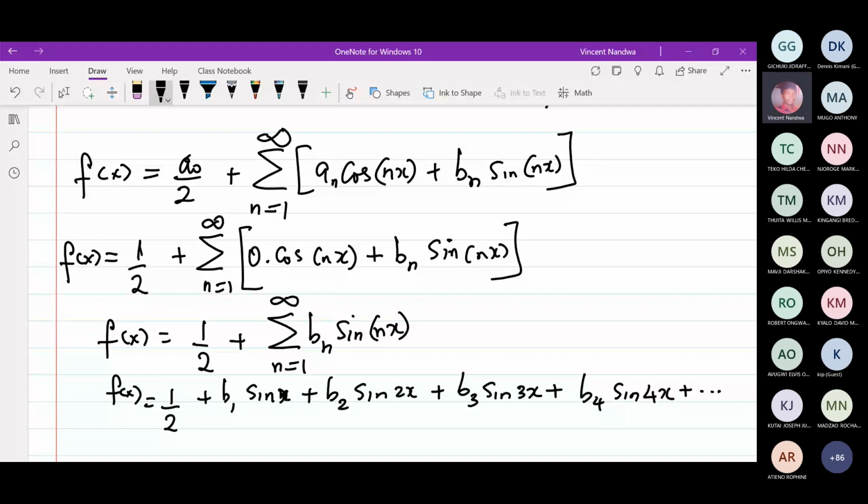And then next term, minus 2 over 5 pi sine of 5x, correct. And then followed by 0 sine 6x, B6, and then 0. B7, and minus 2 over 7 pi sine 7x, correct. And then plus other several terms.